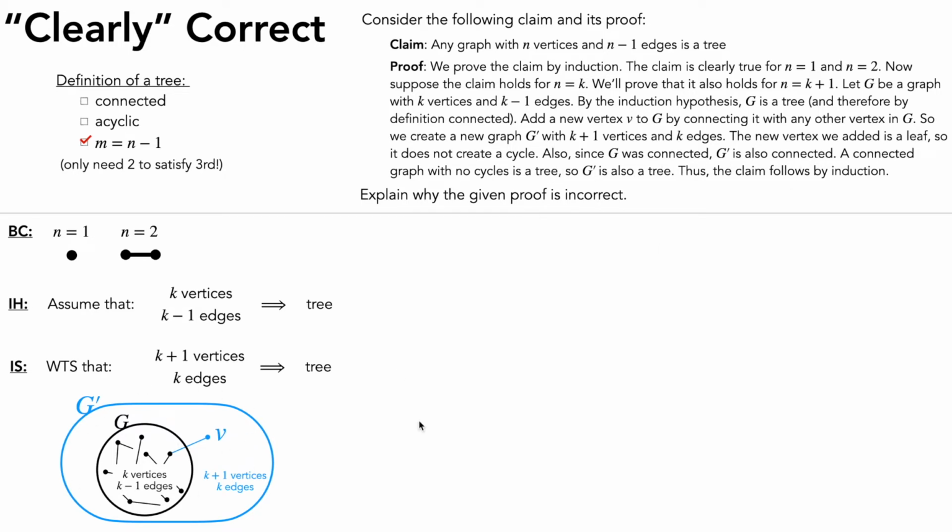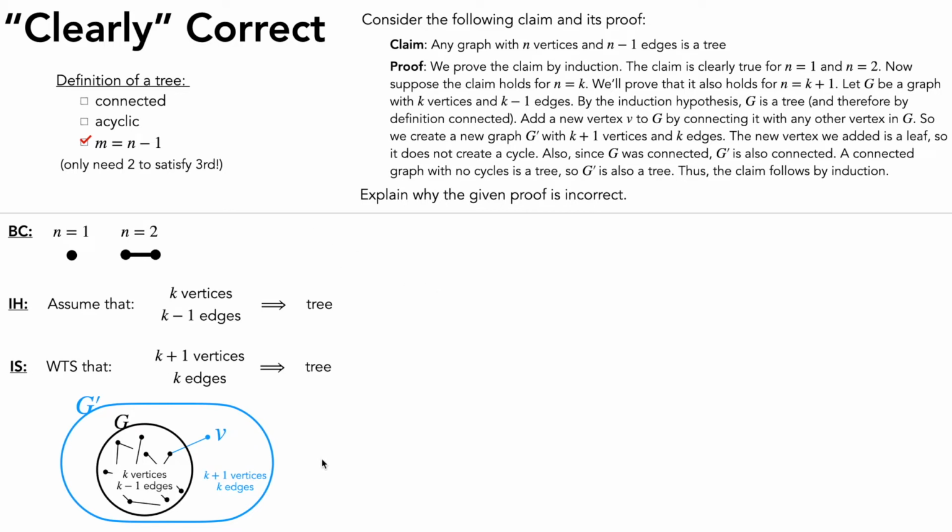That also makes sense. A connected graph with no cycles is a tree. If you're connected and acyclic, you've satisfied 2 of these properties, so you've got to have a tree. So G' is also a tree. Thus the claim follows by induction. Alright, we just stepped through the whole proof, and maybe nothing stood out as fishy so far.